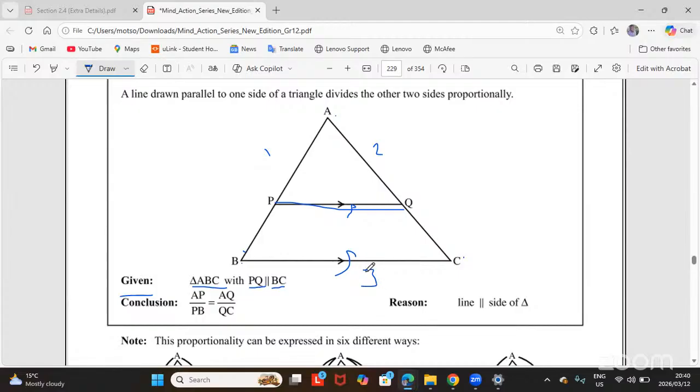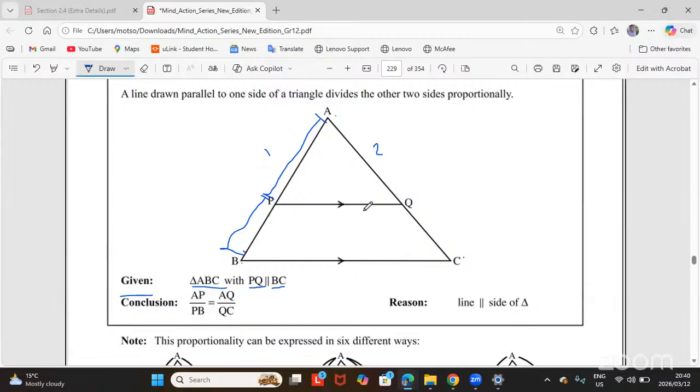Now we are done working with side three. We are now going to focus on side 1 and side 2 only. We ignore side 3. You go to side 1 and divide it into some ratio, let's say AP and PB. You move from A to the point P of that line we have drawn, which is parallel to the third side of the triangle. Then you move from that point P to B.